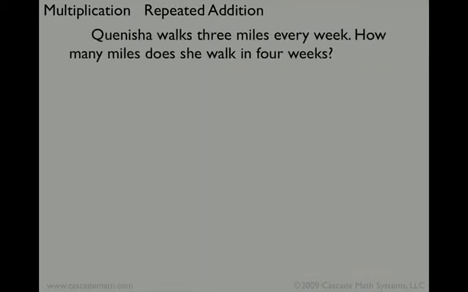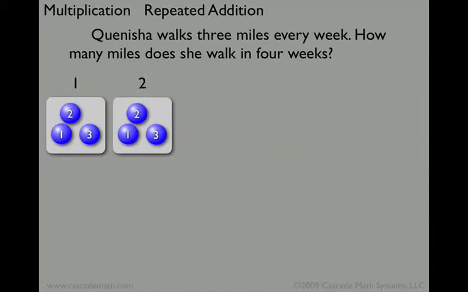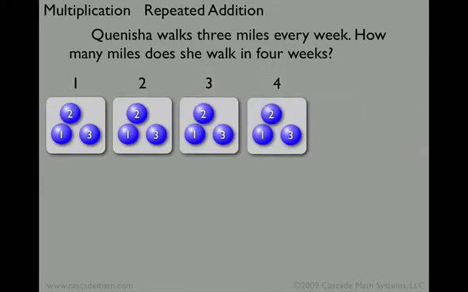Let's work another problem. This time I'll start the problem and let you finish it. Remember to reset your tray. Quenisha walks 3 miles every week. How many miles does she walk in 4 weeks? I'm going to start by letting 3 balls represent the number of miles she walks. 1, 2, 3. Since she's going to walk the same amount for 4 weeks, I'm going to have 4 sets of 3. 1, 2, 3, 4.